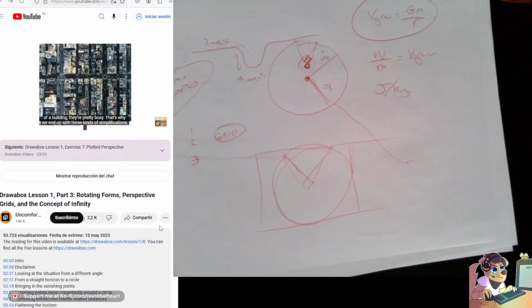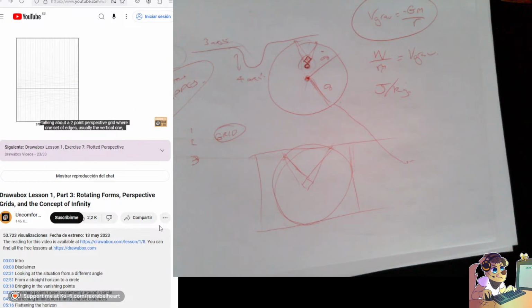That's how we end up with these kinds of simplifications. Box boy. What I want you to keep in mind most of all, however, is that regardless of whether you're talking about a 2-point perspective grid, where one set of edges, usually the vertical one, is drawn with parallel lines that do not converge, or about a 1-point perspective grid, where 2 sets of edges, usually the width and height, are represented with parallel lines on the page.